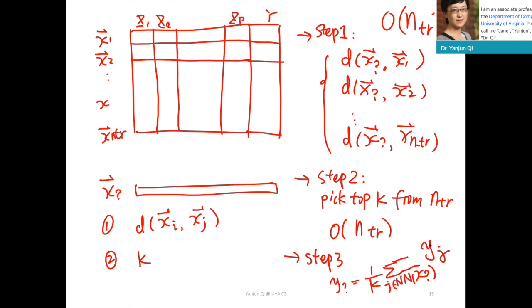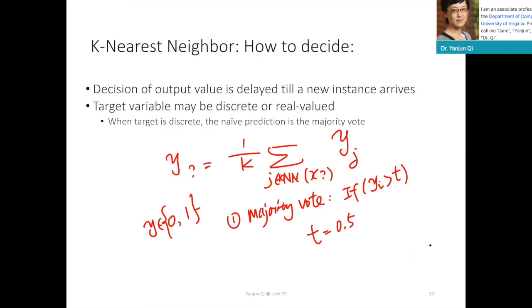So this is almost a repetition of the previous page, so it doesn't need to be repeated. Okay, so let's just see step 3, and how do you decide the y question mark. If your target value is discrete, the naive version is just majority vote.